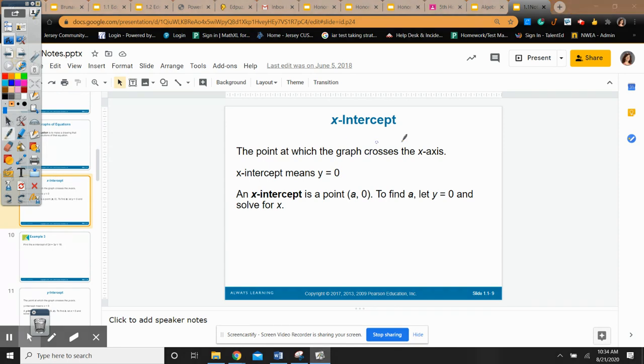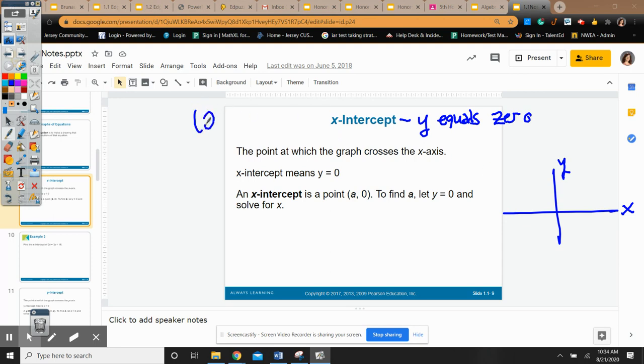Okay, so x-intercept. Don't get them confused. X-intercept means y equals 0. You always flip them. X-intercept means y equals 0. It is on the x-axis. So this is the x-axis and this is the y-axis. So an x-intercept could be 2, 0 because it's sitting on the x-axis. So y is 0. They called it A, 0 because it could be any point. All you have to do is let y equal 0 to figure out where it is.